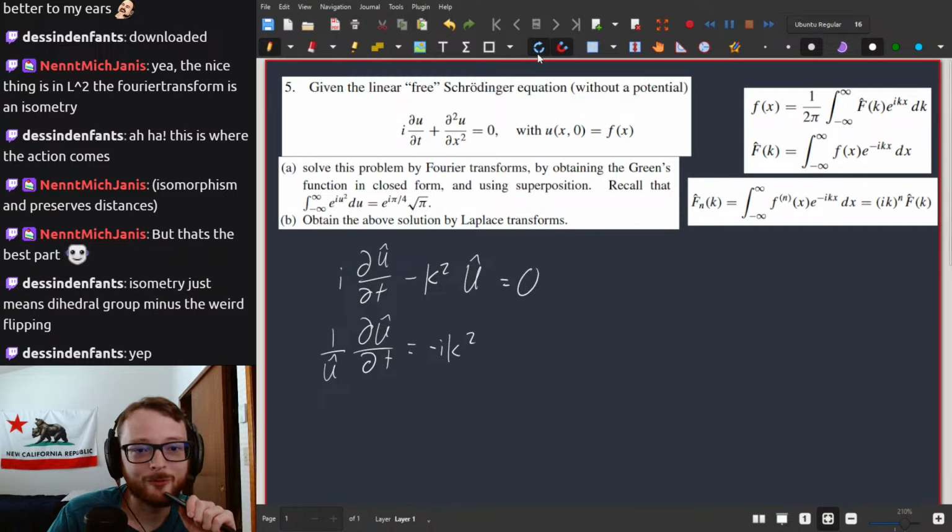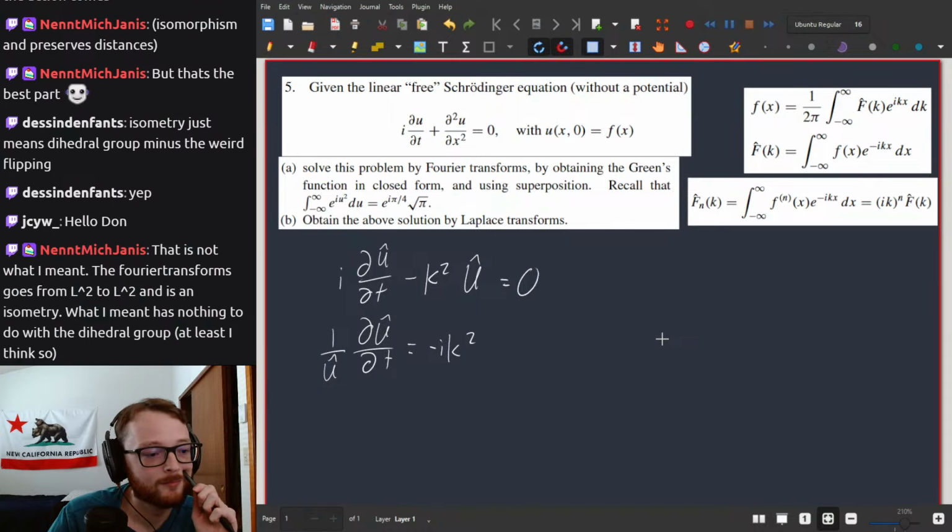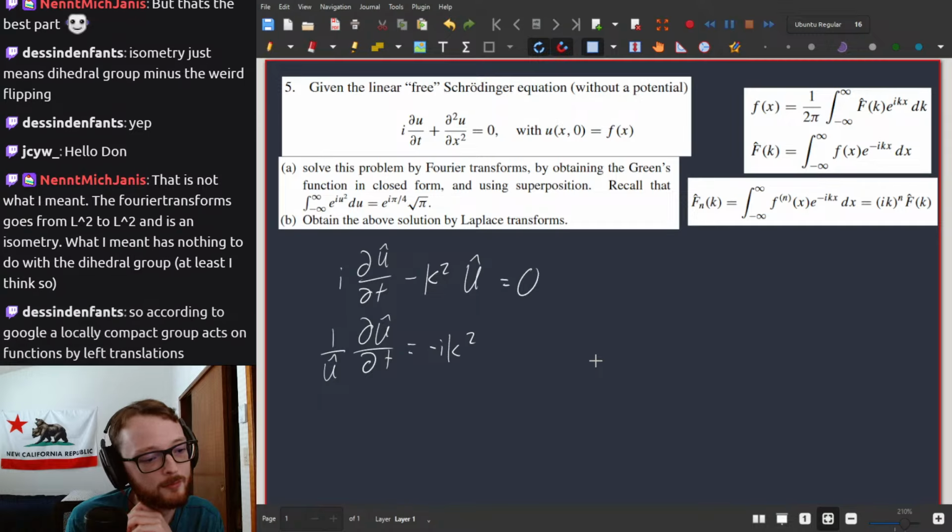Okay, so what I was working on was this PDE here for Schrodinger's free equation. You don't have to pay anything for this equation. It's free. Hey JC, hope you're doing well. That's not what I meant. Fourier transform goes from L2 to L2 and is an isometry. Okay. Fair enough. Or maybe Desson meant that in a different sense. I don't know.